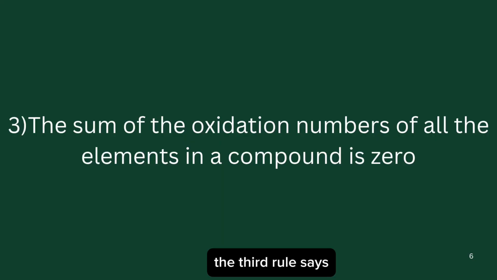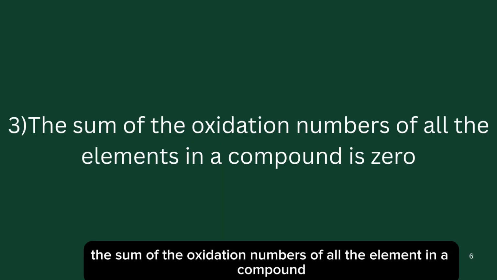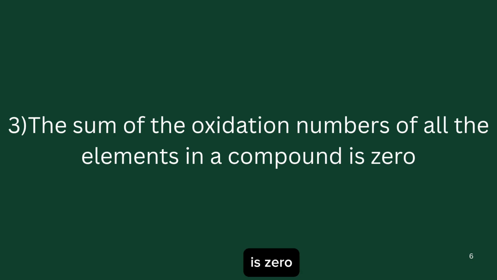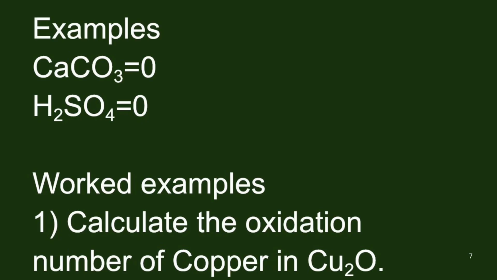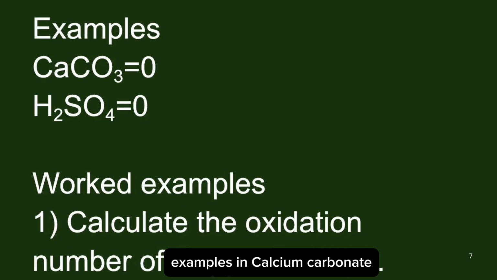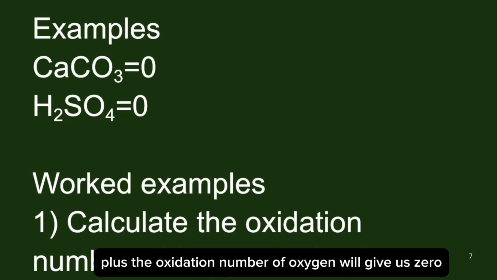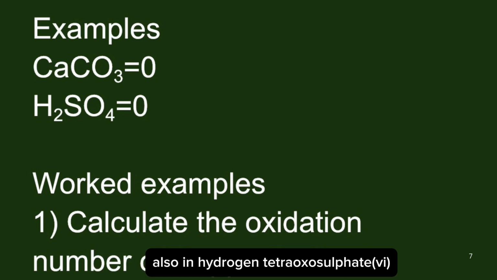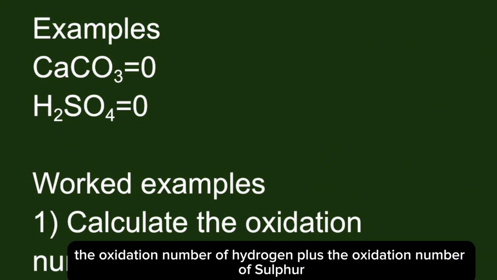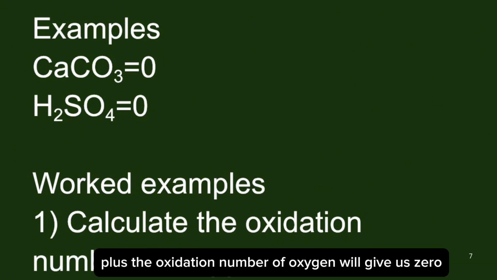The third rule says the sum of the oxidation numbers of all the elements in a compound is zero. Examples, in calcium carbonate, the oxidation number of calcium plus the oxidation number of carbon plus the oxidation number of oxygen will give us zero. Also, in hydrogen tetraoxosulfate(VI), the oxidation number of hydrogen plus the oxidation number of sulfur plus the oxidation number of oxygen will give us zero.